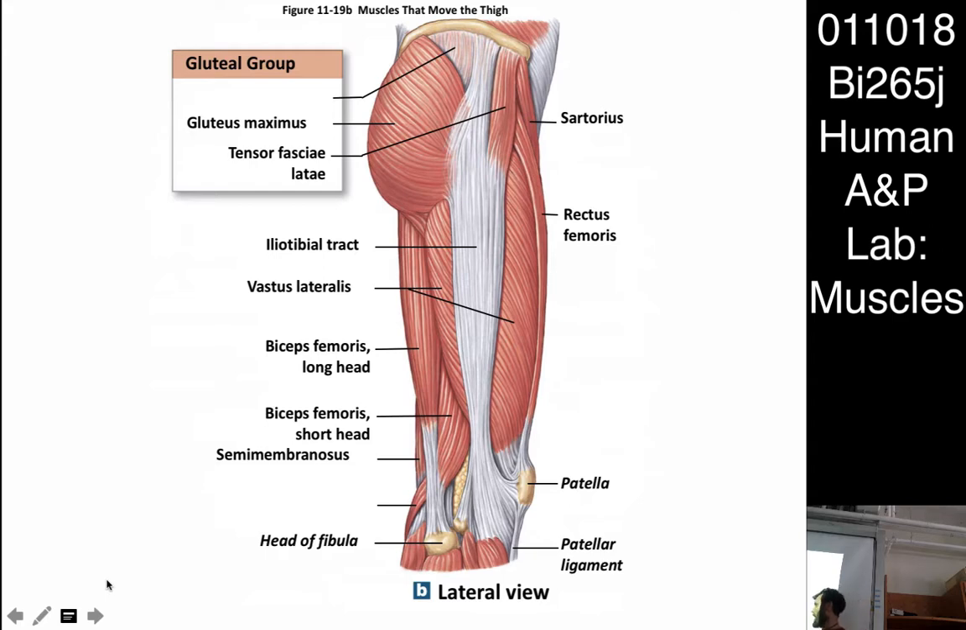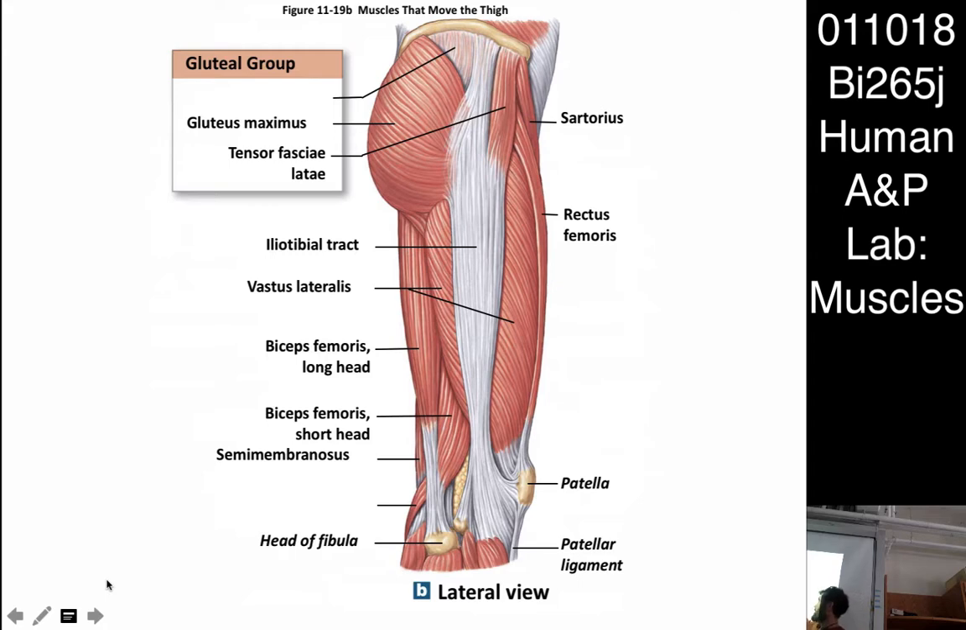Then looking on the backside of the leg, we have the biceps femoris. So there's the biceps brachii, the two-headed muscle of the arm, and the biceps femoris, the two-headed muscle of the thigh. And we see the short head here. There's going to be a longer head as well. Oh, here's the long head. Here's the short.